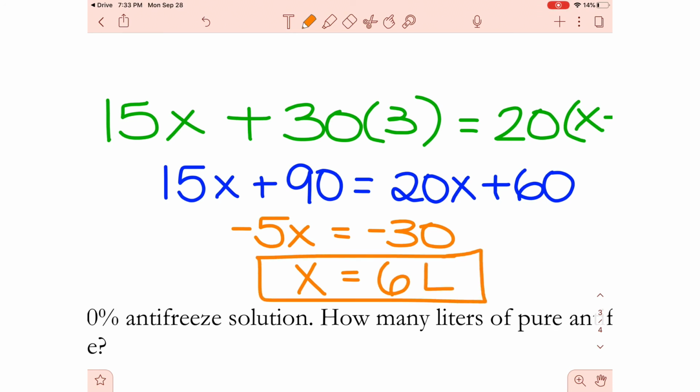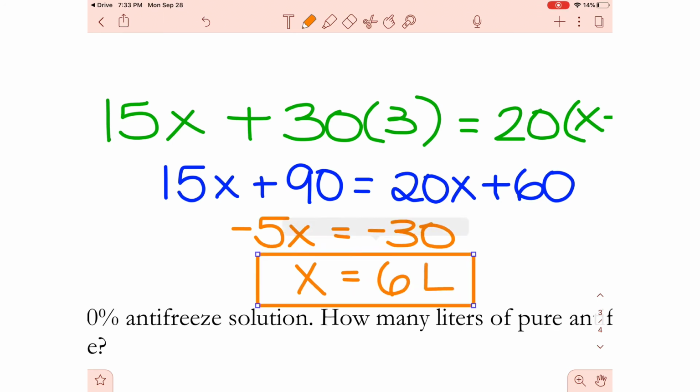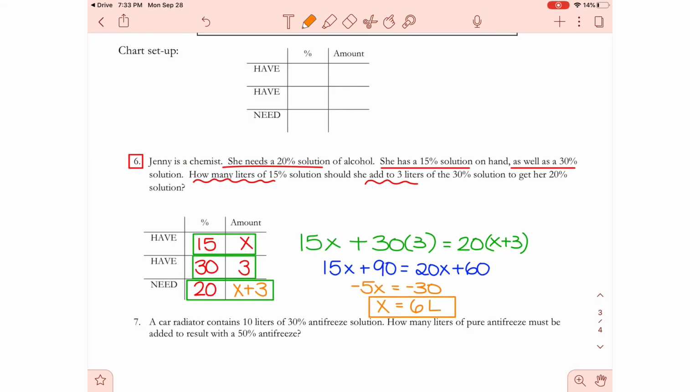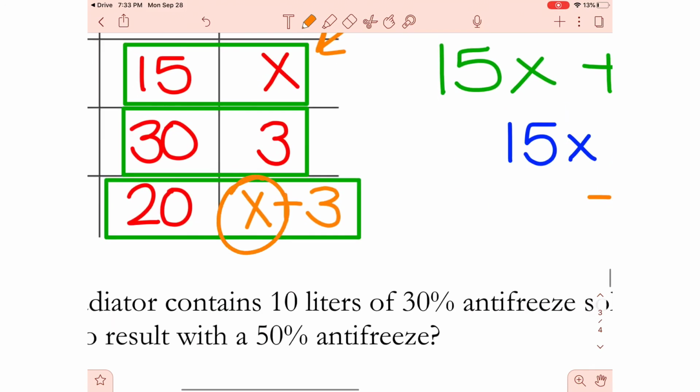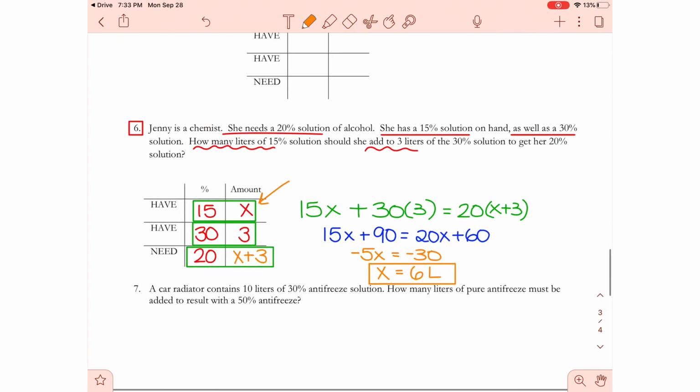And the question, always go back to read the question, just in case it's not asking for just x. The question is saying how many liters of the 15%. So that's just x. If the question said, how many liters will I have in the end with the 20% solution, then that answer would be 9 because I would have to plug in to this, okay? And 6 plus 3 is 9. So that's the idea with the mixture problems.